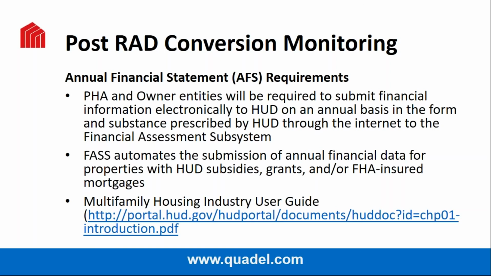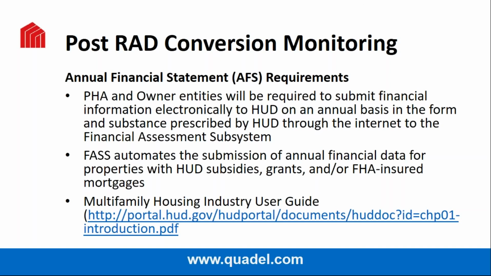FAS automates the submission of annual financial data for projects and HUD subsidies, and also facilitates management and prioritization of the multifamily housing portfolio by performing automated assessments of the financial data that is submitted. So it highlights projects for which compliance deficiencies may be identified. We refer to these as flags.